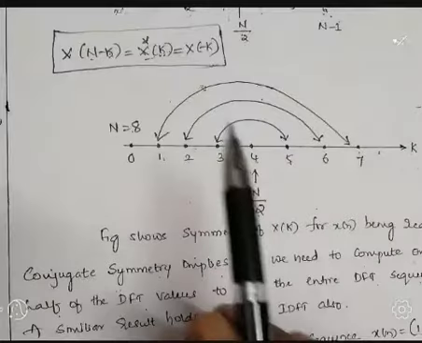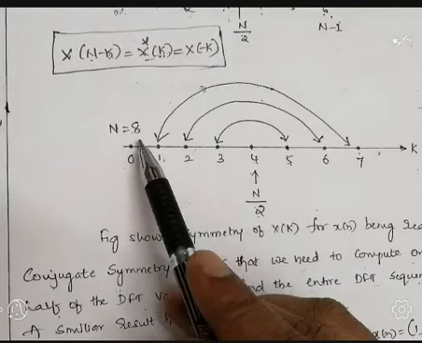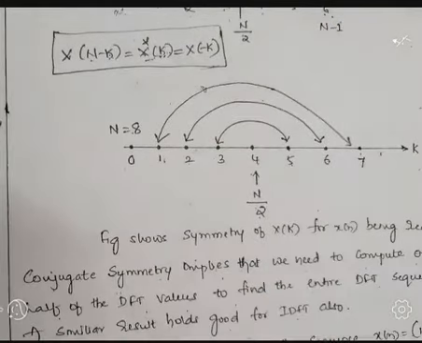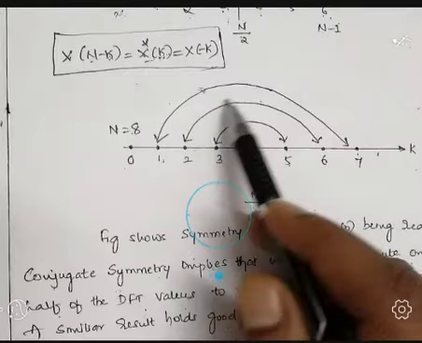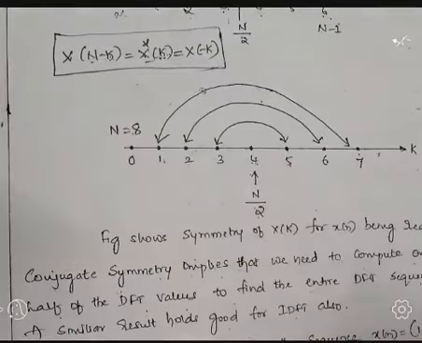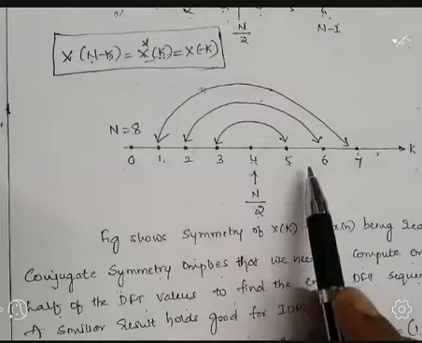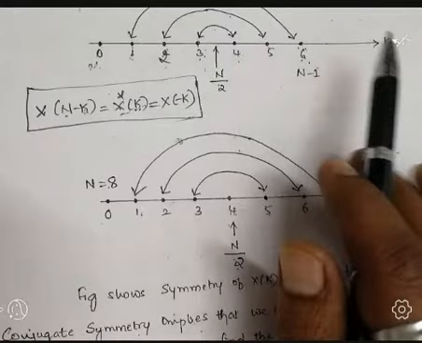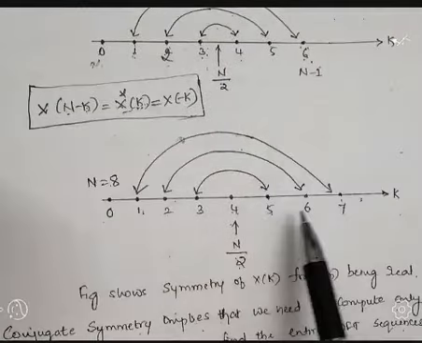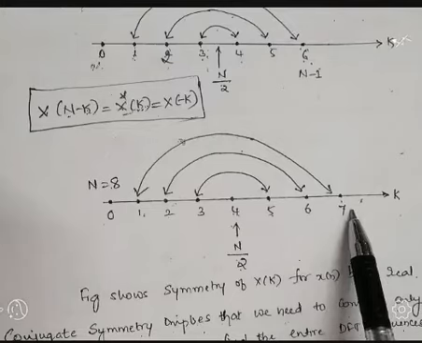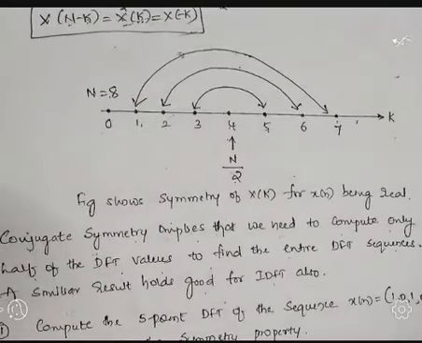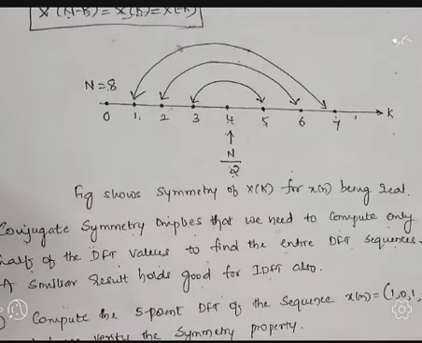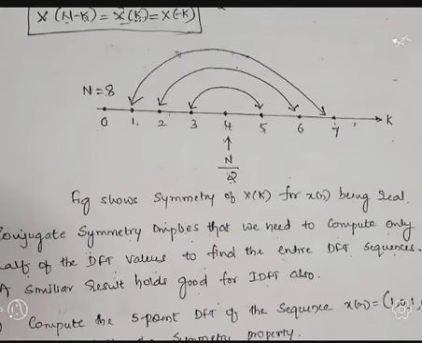Similarly, if the sequence contains 8 samples, only calculate up to the midpoint. Midpoint means up to 4, because the remaining are complex conjugates. So this reduces the calculations. Here 3 calculations are reduced, and here also 3 calculations are reduced. We are doing only 50% of the calculations with the help of the complex conjugate property. So this is about the complex conjugate property for a real-valued sequence.